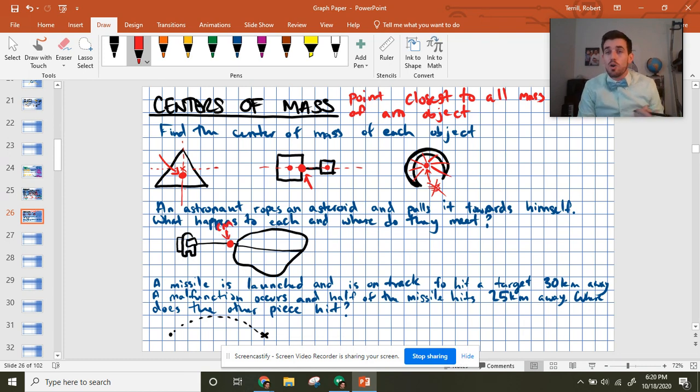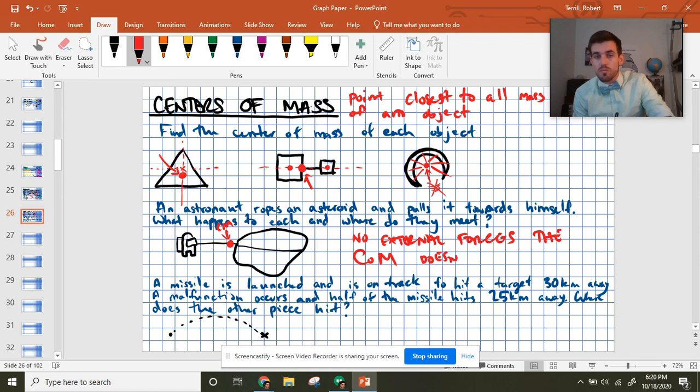So one thing that I want you to take away from this is that if there are no external forces, the center of mass doesn't move. There were no external forces acting on that asteroid astronaut problem. There was just the internal force of tension as they were both exerting equal and opposite forces. So because of that, even though the two pieces of the system moved, their center of mass had to stay in the exact same location.